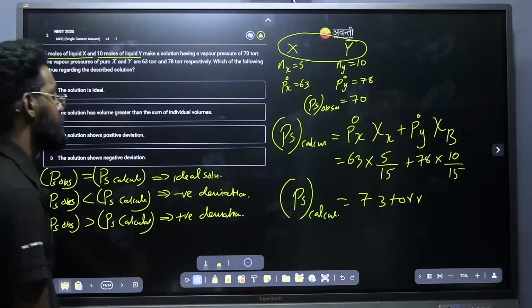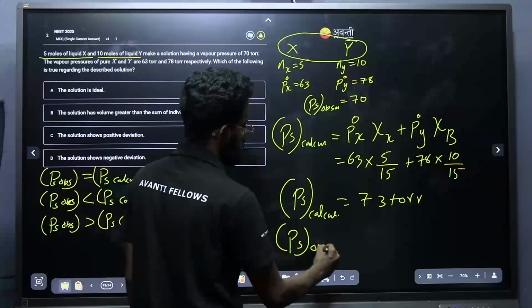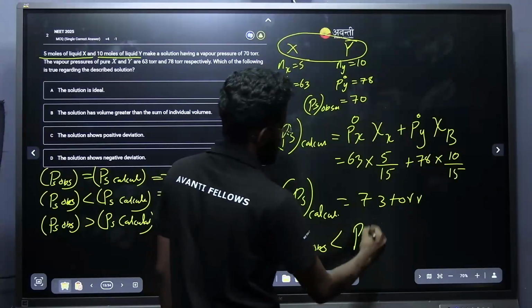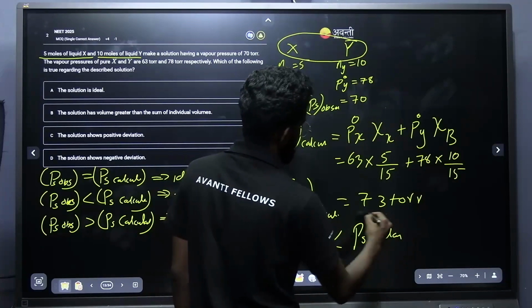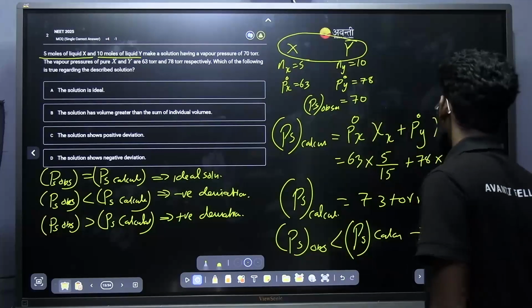From this we understood that the PS observed is lesser than PS calculated, which means it is a clear indication of negative deviation.